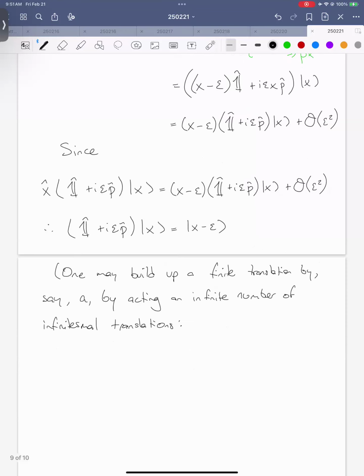So we could examine the limit, as n goes to infinity, of 1 plus i a over n p hat raised to the nth power, and say I have this act on x, and that's going to be e to the i a p hat acting on x, where we know what a function of an operator means by a Taylor expansion, and that this will be equal to x minus a.